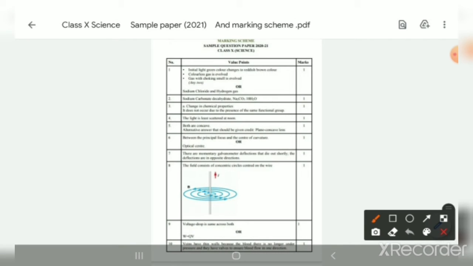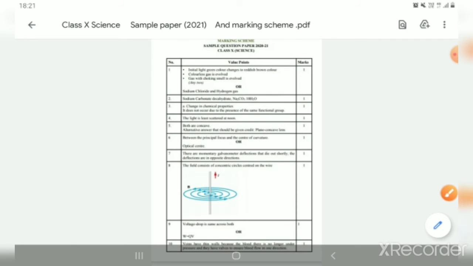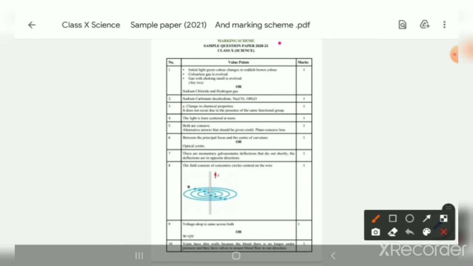and see here, some questions and their marking scheme are given. This is the marking scheme, you see here very carefully. So question 1 is given in this sample paper. Its answer you have to write like this. So you read very carefully all the questions and their answers. The marking scheme starts from here.